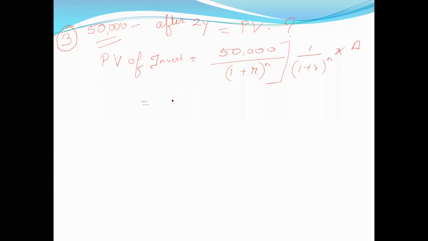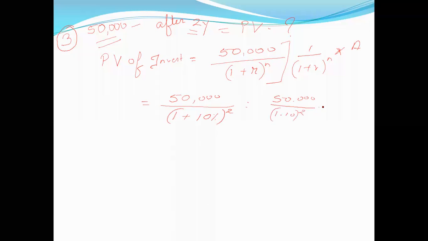So now, how to find the present value? 50,000 will remain as it is, the whole divided by, what is your required rate of return in the problem? Required rate of return is 10%, right? And when do you want this money? You want this money after 2 years, so we'll keep n as 2. Now if I solve this, I get 50,000 divided by 1.10 raised to 2.